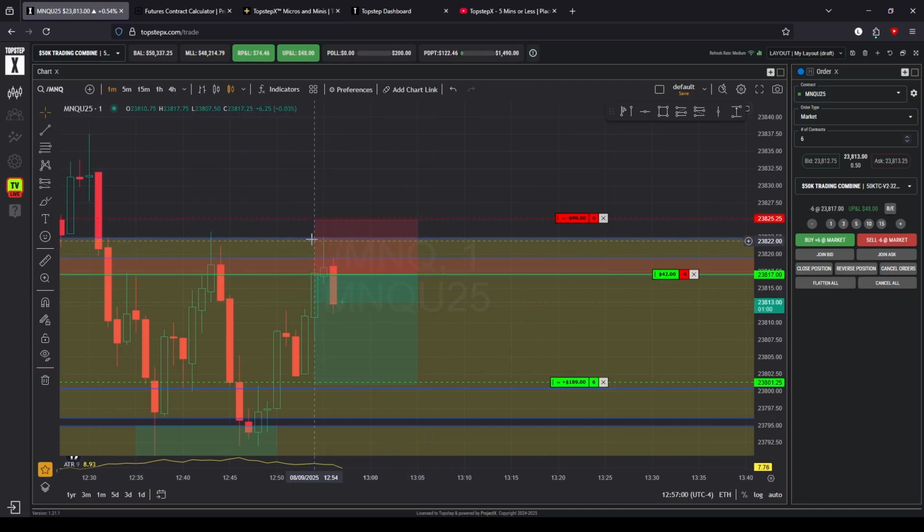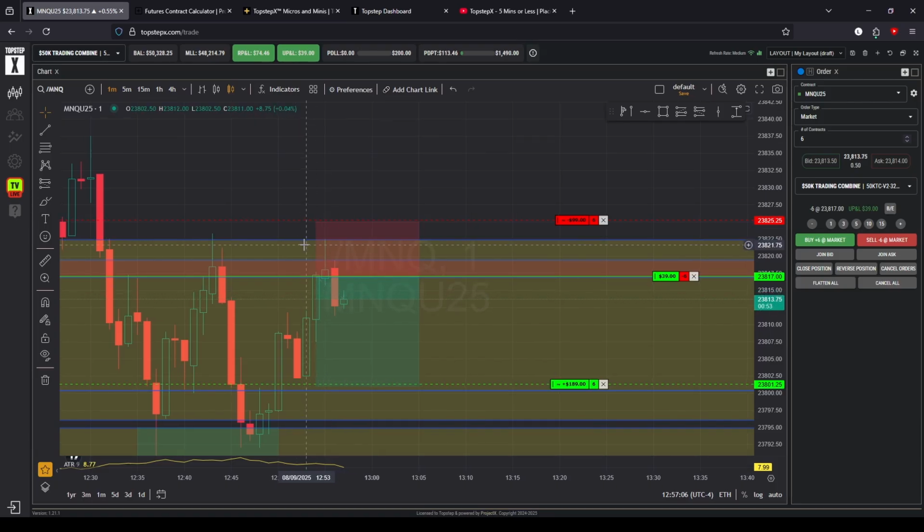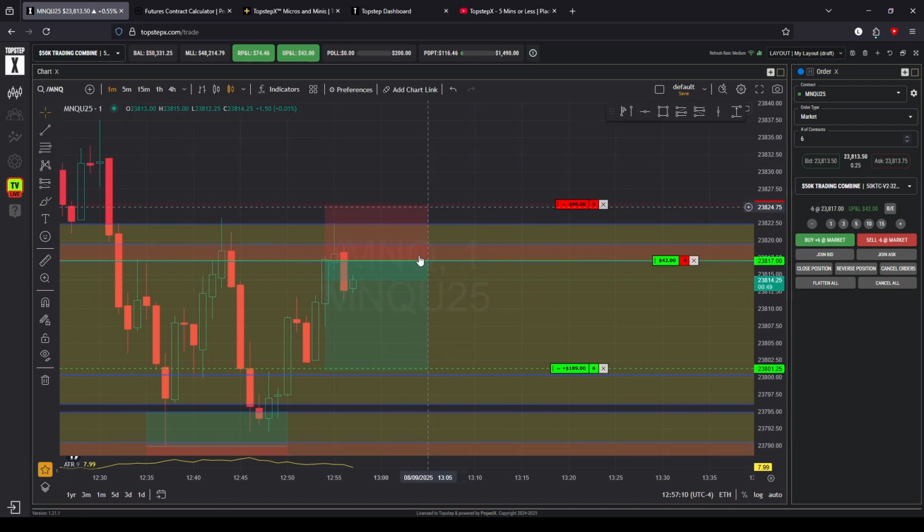We had a really nice rejection on this candle right here, like it rejected right off the top of the zone, so that's why I'm thinking it might go down. If it goes down, then I'm looking for it to test this support zone down here, so that's why I have my take profit right there.